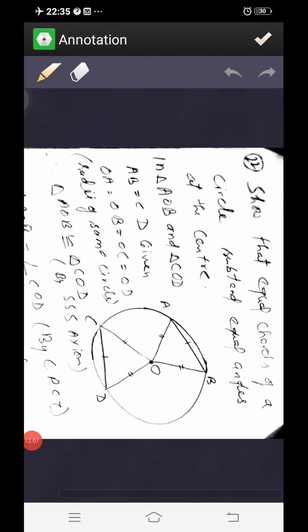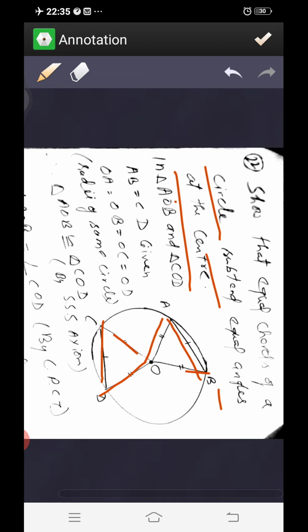Take question number 22. Show that equal chords of a circle subtend equal angles at the center. So here we have two equal chords AB and CD. Then we have joined OB, OA, OC and OD. So now we can see it is given AB equals CD. Then OA equals OB equals OC equals OD. All these four are equal because they are radii of the same circle.